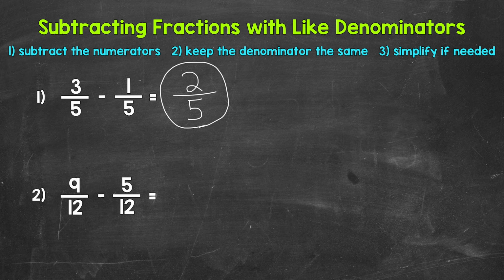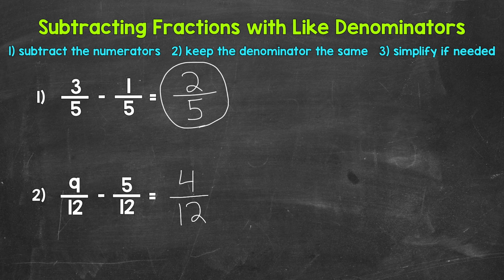Let's move on to number 2, where we have 9/12 minus 5/12. So we have a like denominator here. We have that same denominator of 12. So we can go ahead and subtract the numerators. 9 minus 5 gives us 4. And then we keep that denominator of 12 the same. So we end up with 4/12.